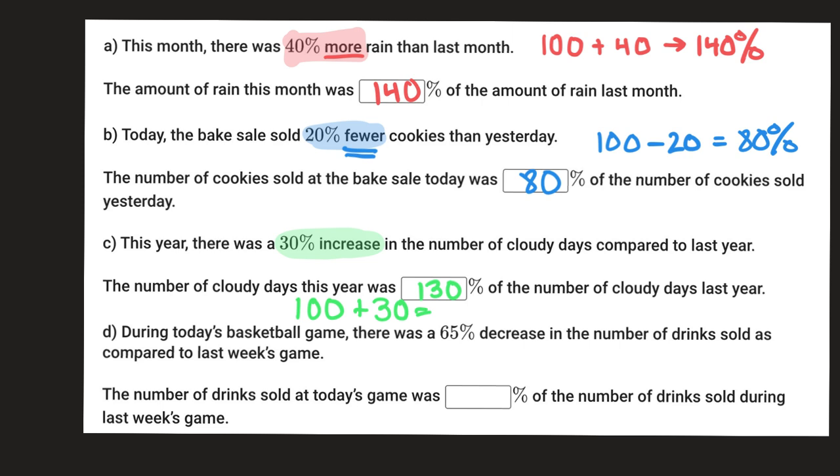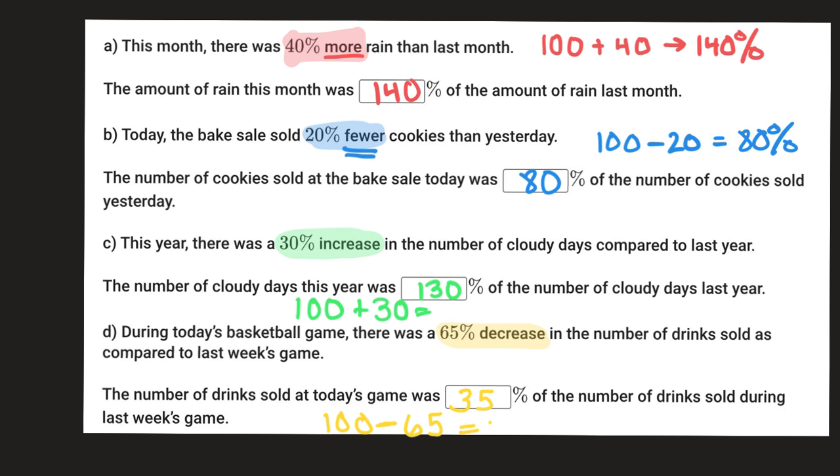The last question says, during today's basketball game, there was a 65% decrease in the number of drinks sold as compared to last week's game. So we're decreasing, that's less. The number of drinks sold at today's game was what percent of the number of drinks sold at last week's game? So last week was 100%. This week we were 65 less, or decreasing. So 100 minus 65 is we have 35% of the drinks sold at last week's game.